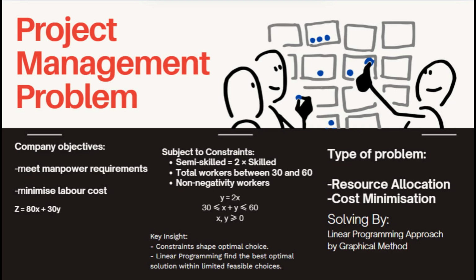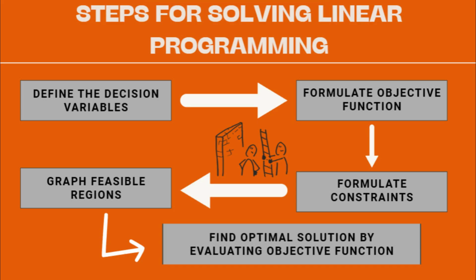The key insight is that constraints shape optimal choice. Linear programming can help to find the optimal solution within limited feasible choices. In a labor allocation problem involving skilled and semi-skilled workers, linear programming helps determine the most cost-efficient hiring plan. First, the decision variables are defined to represent the number of skilled and semi-skilled workers required. Next, a cost minimization objective function is formulated by multiplying each worker type by its respective wage rate.